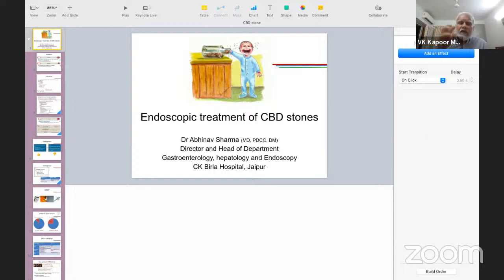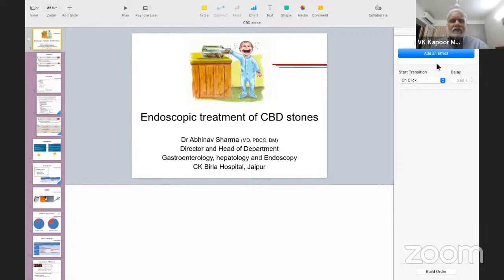On the other hand, if it is an undilated CBD with multiple small non-countable stones... why did I say countable? Because if I know that there are 3 stones in the CBD and I have taken out 3 stones during the lab CBD exploration, I know that I have cleared all of them. But if there are multiple stones, I don't know. Then it is absolutely mandatory to have a post-exploratory cholangiogram or choledocoscopy to demonstrate that the CBD is clear. So that could be one crude method, based on CBD diameter, number of stones and size of stones, to decide whether to go for pre-op clearance.